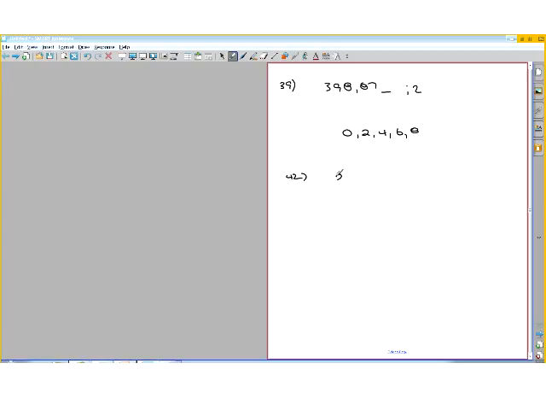42, 2,143,890 something. And we want it divisible by 5. Well, for it to be divisible by 5, it has to be either a 0 or a 5. So we have 90 or 95. 45.